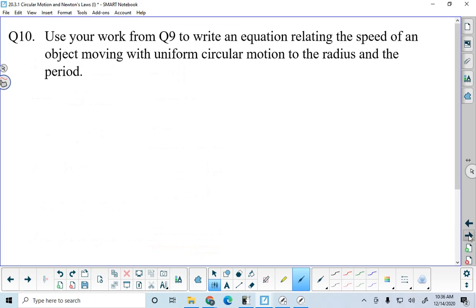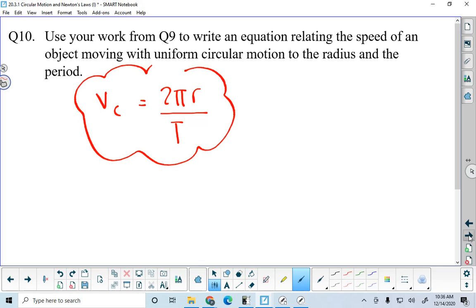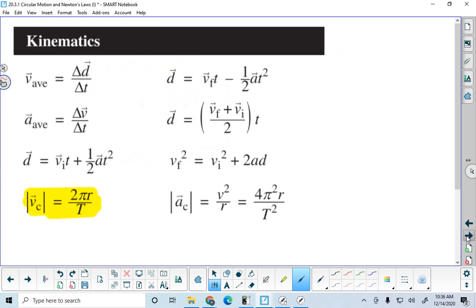All right, the next question, 10. What's an equation that we could use? Geez, do we have to think this out every time? No, what we can say is that the centripetal speed of an object will always be 2 pi r over the period. Always. Because 2 pi r is the circumference, and the period is the time it takes to move one circumference. So now if you go back to your formula sheet, that formula is there. It's a kinematics formula: 2 pi r over t, capital T.